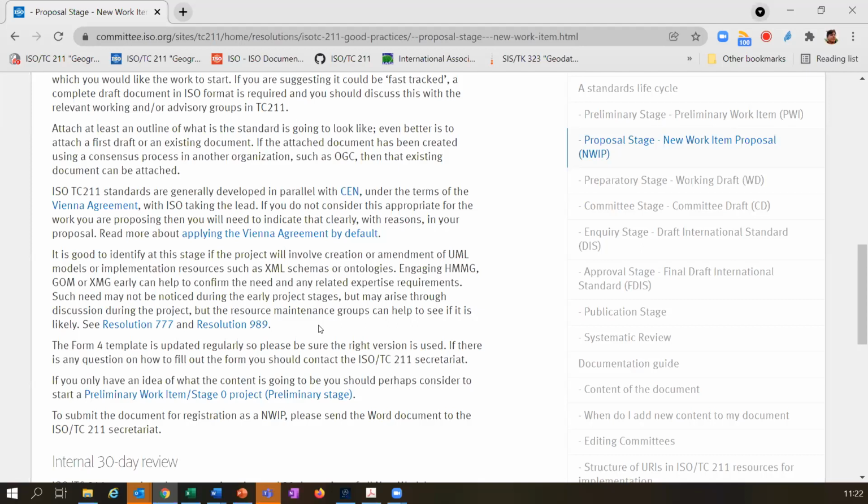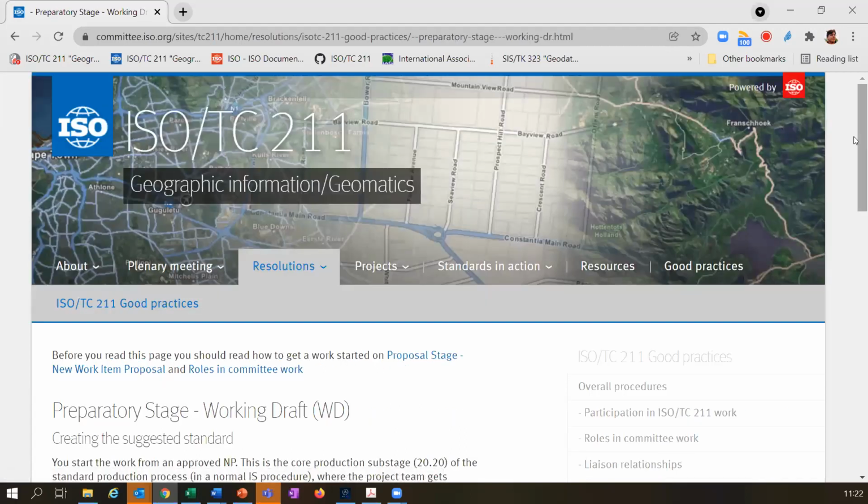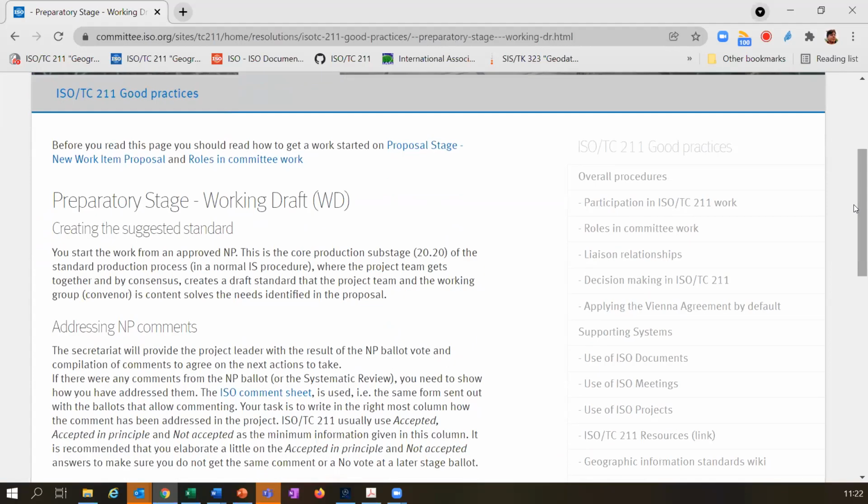So first of all, we have to live up to the ISO directives, and then we can add our special resolutions on how we want to manage it even more than the directives. But we can't do anything that contradicts the ISO directives. Then we have one page for each stage in the document life cycle.